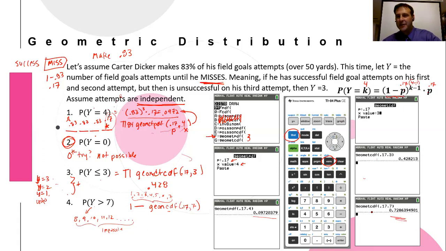Now notice that the 1 minus is not out in front on your calculator here. So you can write 1 minus, and this is 0.72863, just for good measure. And if you do that subtraction, you get 0.27137.